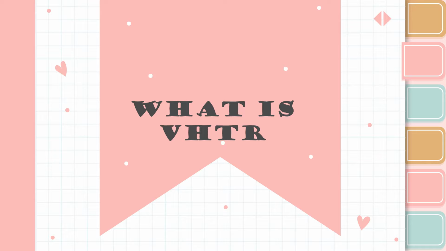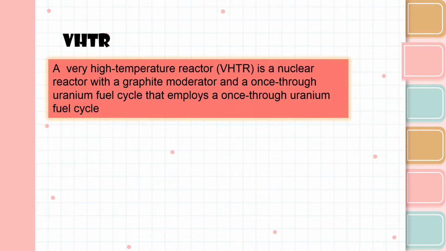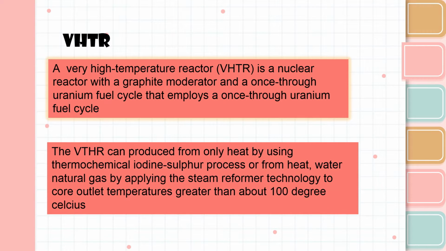Okay, let's proceed to the next section, which is what is VHTR. VHTR is the very high temperature reactor. It's a nuclear reactor with a graphite moderator and a once-through uranium fuel cycle. The VHTR can produce hydrogen from only heat by using the thermochemical iodine-sulfur process, or from heat, water and natural gas by applying the steam reformer technology, to core outlet temperatures greater than about 1000 degrees Celsius.